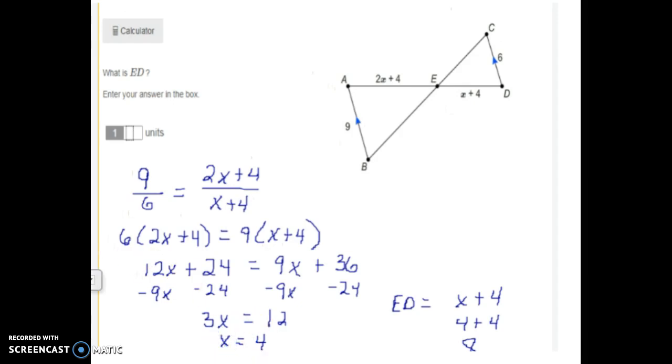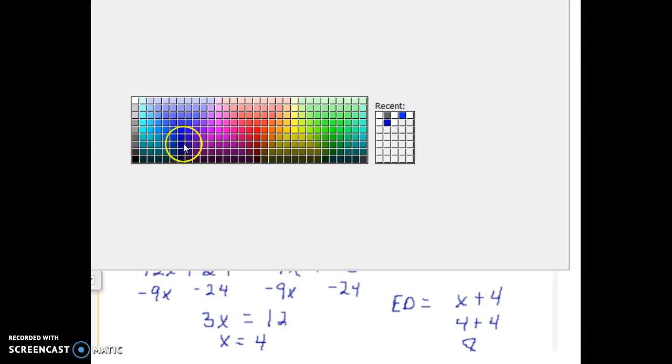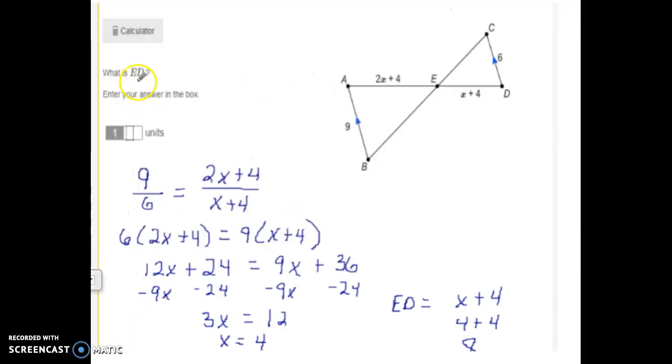And so in this particular one, they didn't ask for x. Here they asked for segment ED. So ED is x plus 4, so we have to plug in our 4 here. So 4 plus 4 gives us 8.